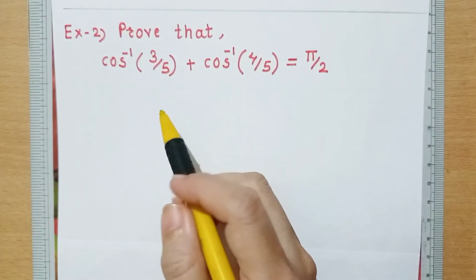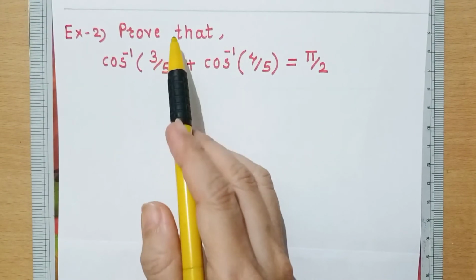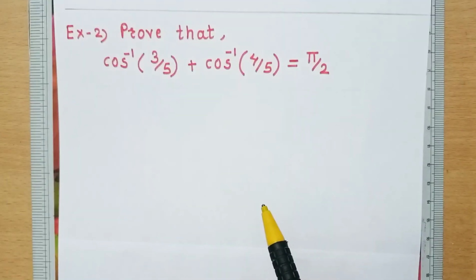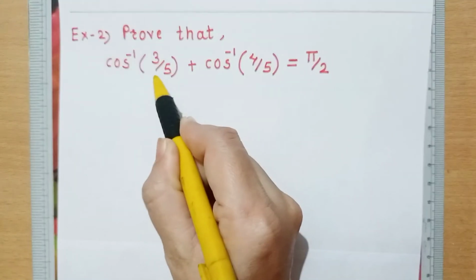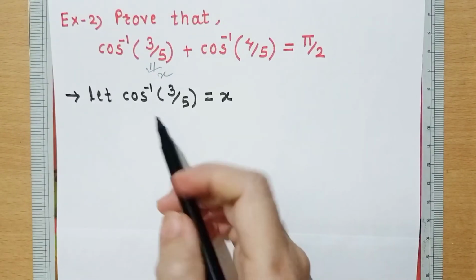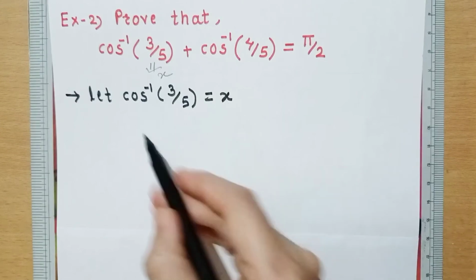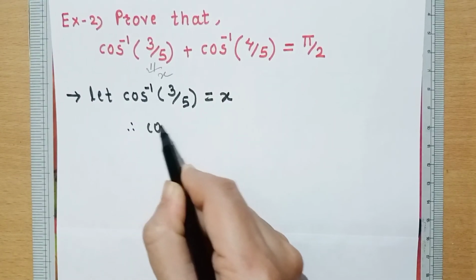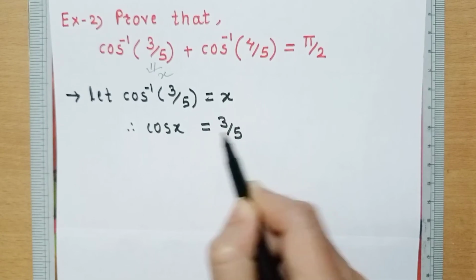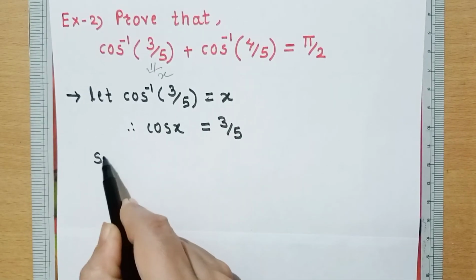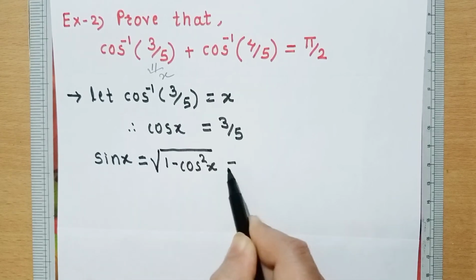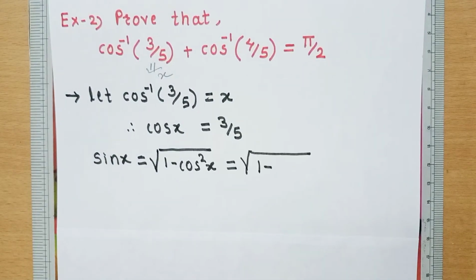Let's solve the second example. And here we have to prove this LHS equal to pi by 2. So first we will assume the first function as x. So if we move cos inverse here, we have cos of x equal to 3 upon 5. So we will find out the value of sine of x. So now substitute the value.